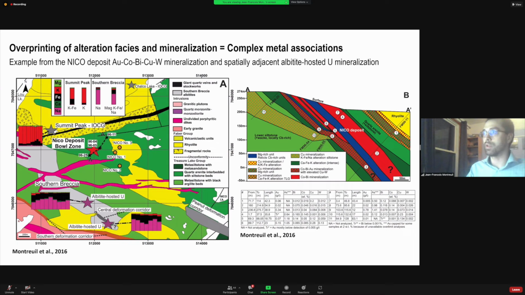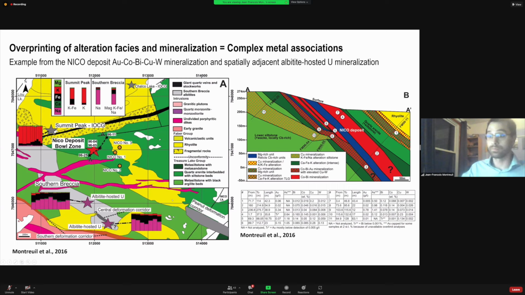Also what can happen is that certain corridors are going to see the preferential development of certain alteration facies, and then other corridors will see the development of others. So for example, here we have the Nico deposit, which is enriched in tungsten, gold, cobalt, bismuth, copper, associated with high temperature calcic iron, potassium, and high temperature potassic iron alteration. And then in the southern breccia, we have the other type of high temperature potassic iron alteration, but in this case associated with uranium. So we can have in distinct corridors a different style of metal enrichment.